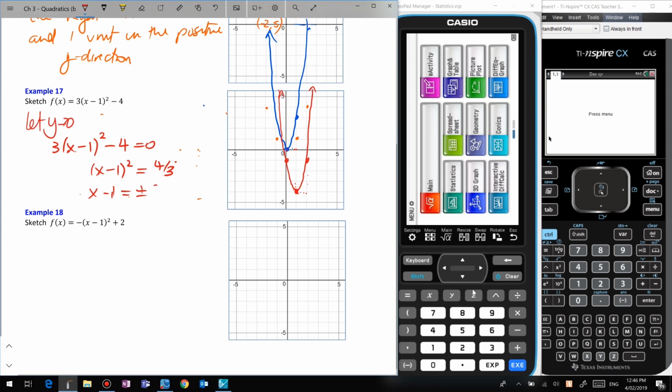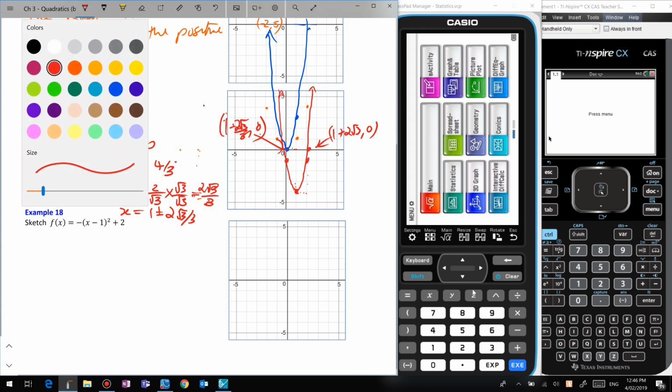Because if I square root the top I get 2. If I square root the bottom I get root 3. I'm going to rationalise that. So I get 2 root 3 on 3. Okay, so then we get x is 1 plus or minus 2 root 3 on 3. 1 plus 2 root 3 on 3 is going to be this point. And then 1 minus 2 root 3 on 3, that's going to be that point there.